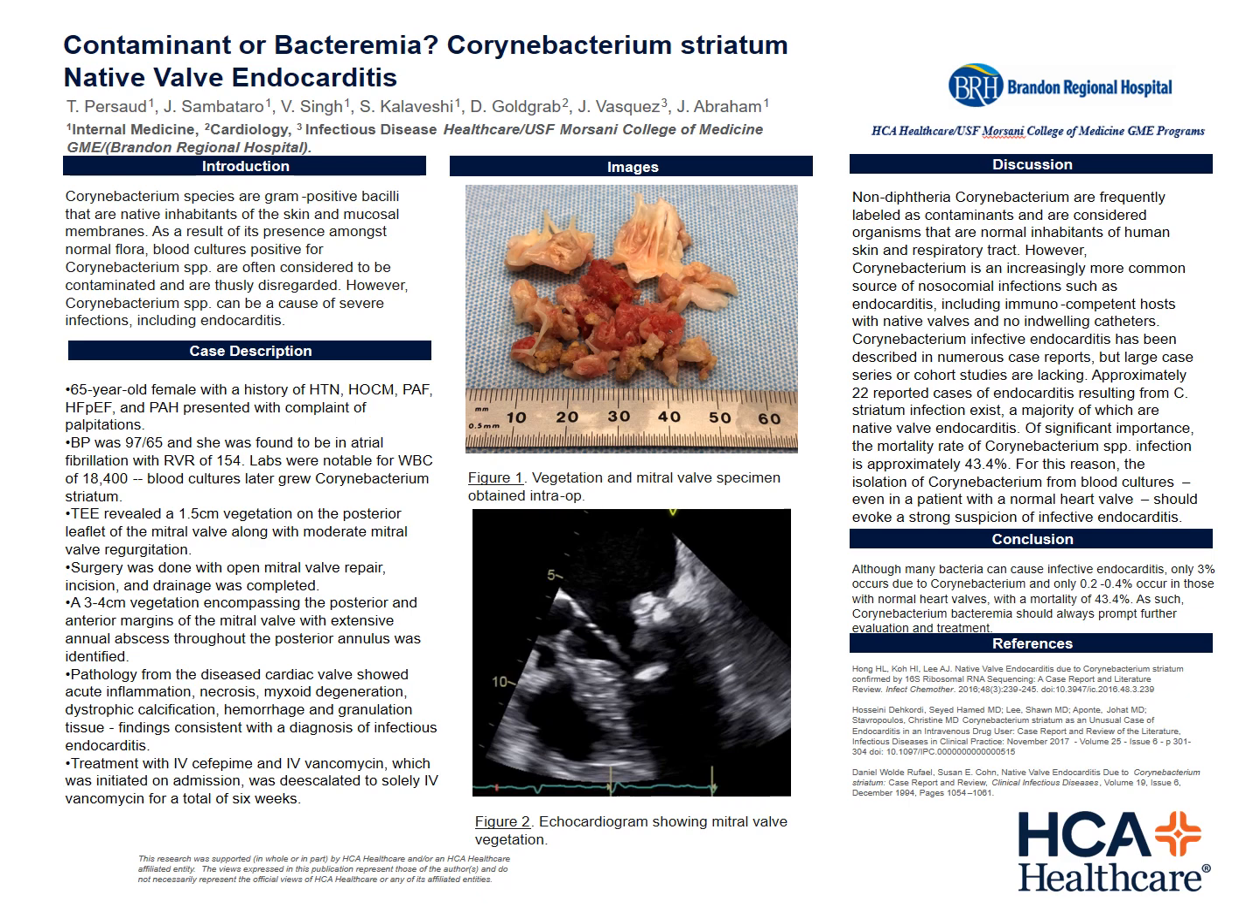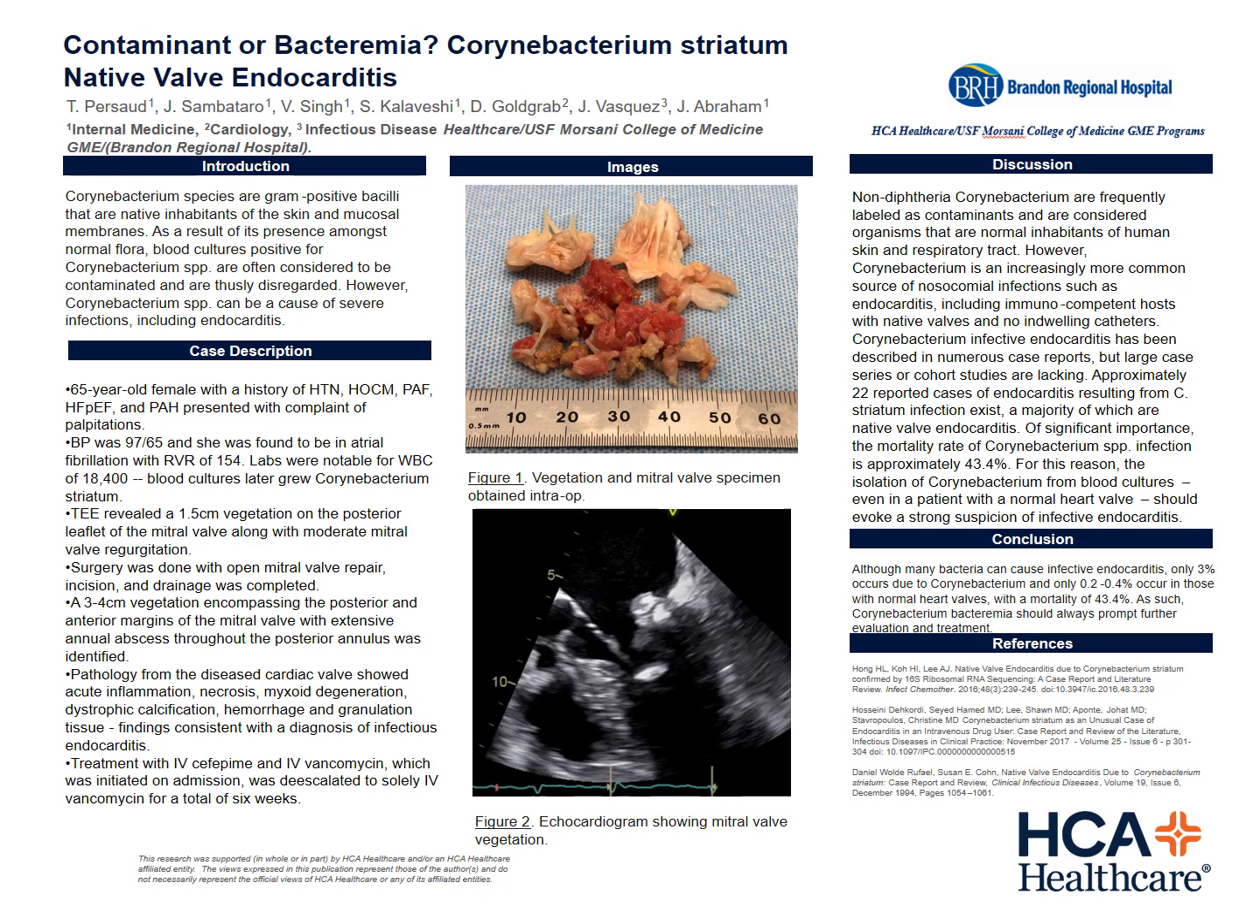Our case presents a 65-year-old female with a history of hypertension, hypertrophic obstructive cardiomyopathy, paroxysmal atrial fibrillation, heart failure with preserved ejection fraction, and pulmonary artery hypertension, who presented with the complaint of palpitations. In the emergency room, the patient was hypotensive with a blood pressure of 97/65 and was found to be in atrial fibrillation with a rapid ventricular rate of 154. Her labs were notable for a leukocytosis of 18,400, and blood cultures initially obtained grew positive for Corynebacterium striatum.